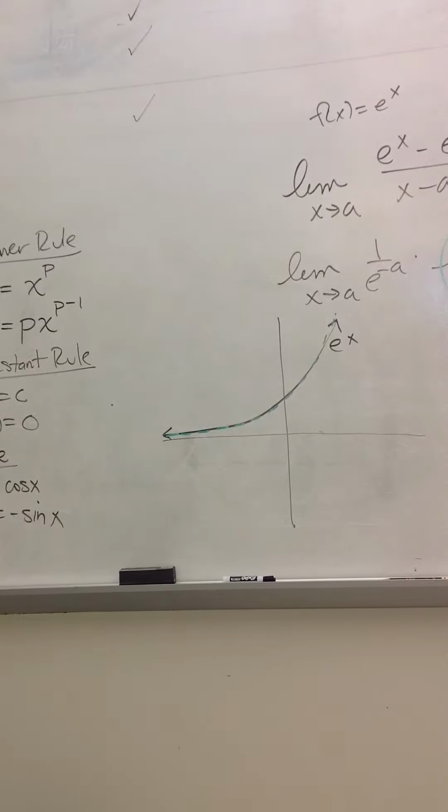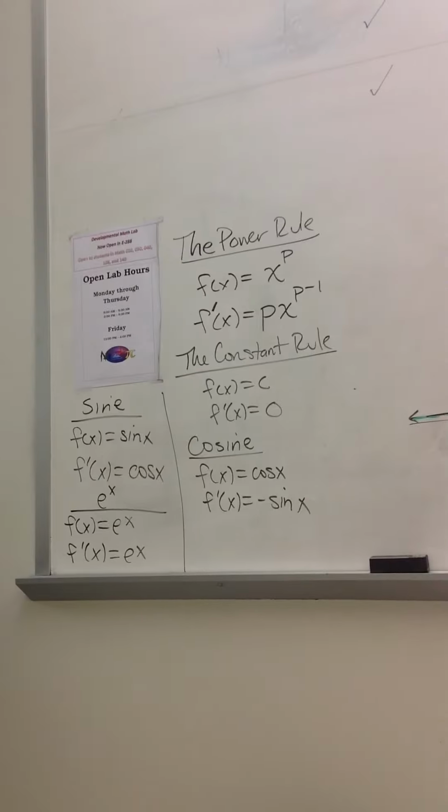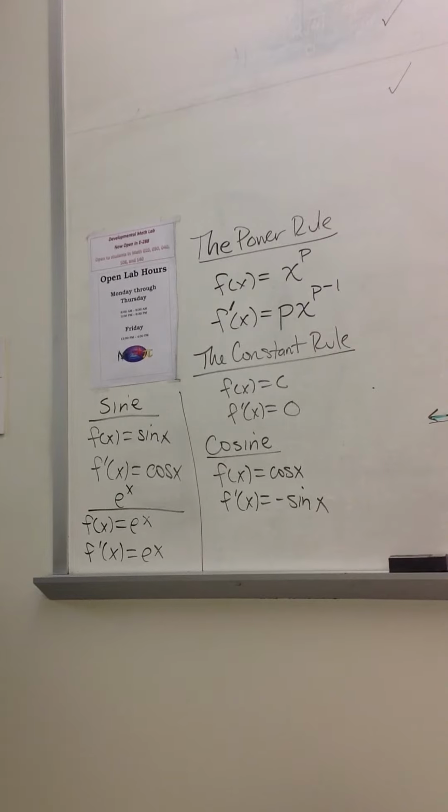Okay, that line on your checklist had a to the x, where your base is some other base besides e. I'm going to hold off on that also until we talk about the chain rule.